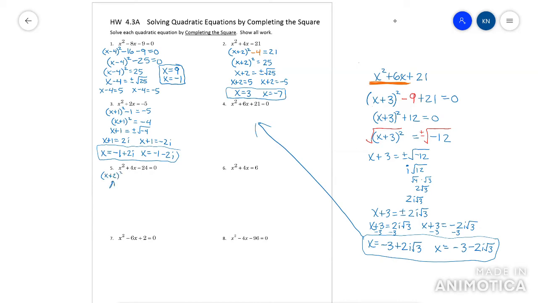The L of this FOIL here would be 2 times 2, which is +4. So you have to -4 on the outside. And then the -24 from the original. Combine like terms. So -4 minus 24 is -28. Add 28. Root it.